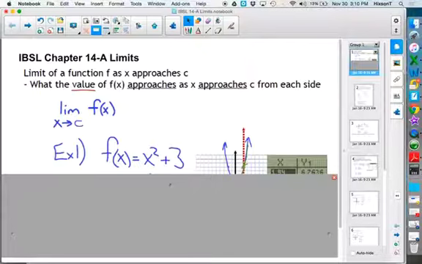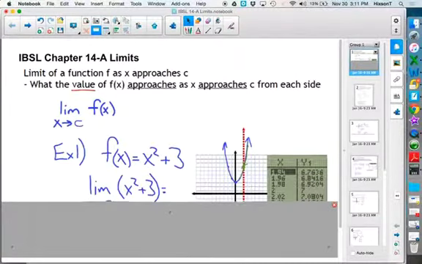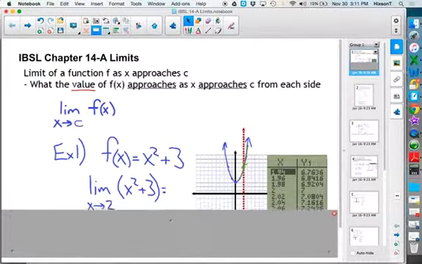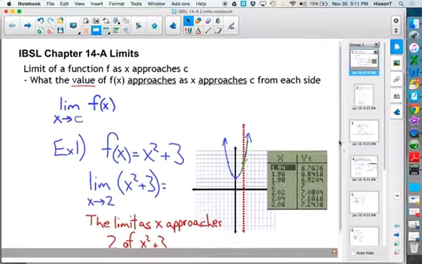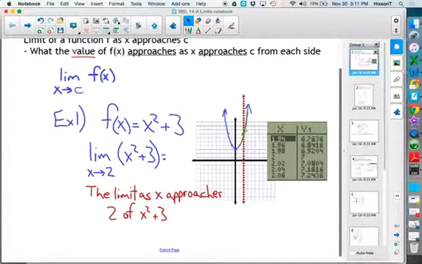If we were looking at this function here, the parent function x squared, plus 3, it's just the parent function x squared moved up 3. And if we want to find the limit of this function as x approaches 2, we would say the limit as x approaches 2 of x squared plus 3. That's how we would read that.